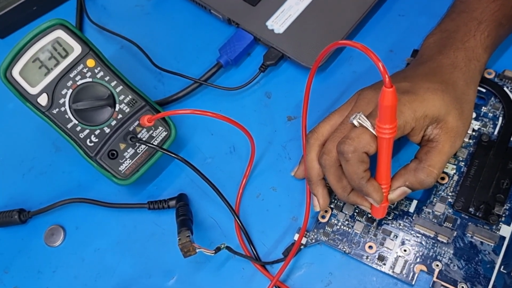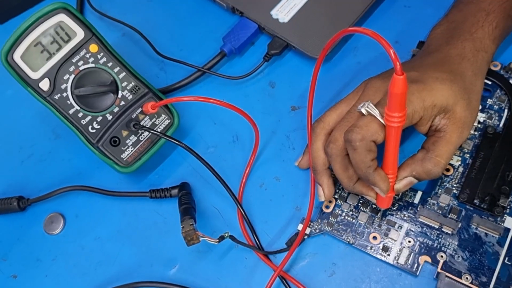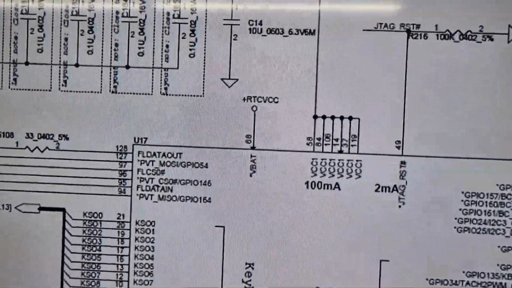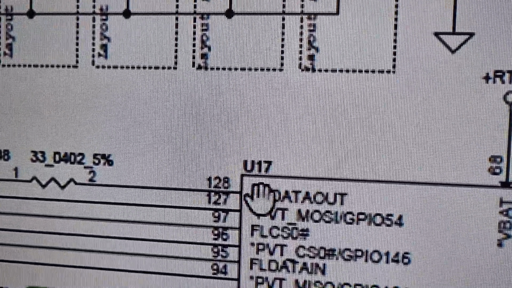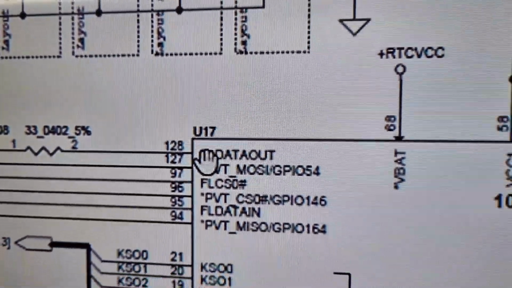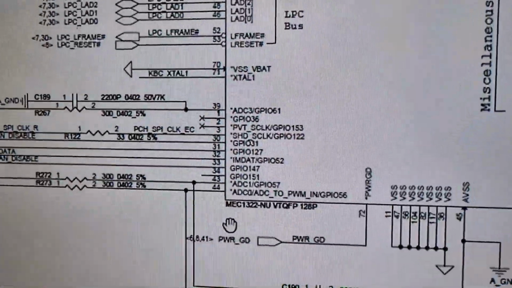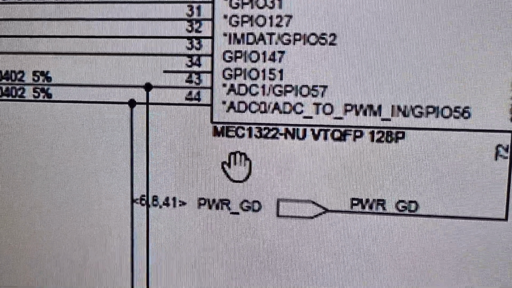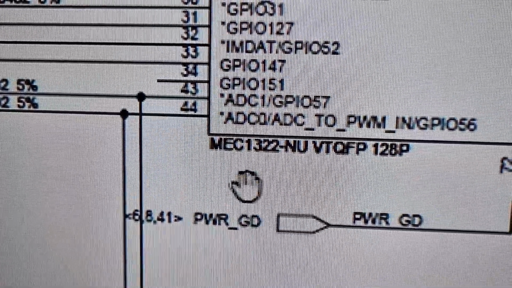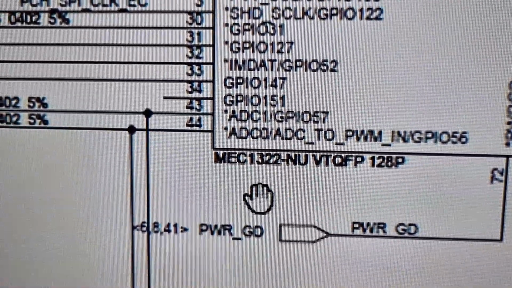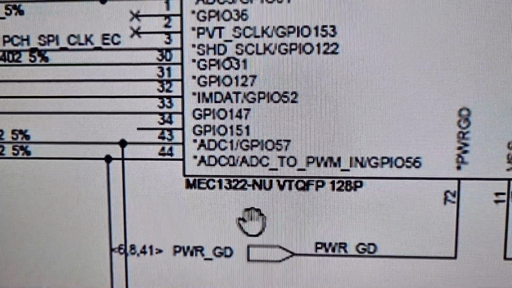Okay, now we'll go to the SIO page. So now we come to this SIO page. This SIO location is U17. This is called the location number of the SIO, and we'll see what the number of the SIO is. Yes, here the chip number is MEC1322. This is an SMSC chip, MEC1322.